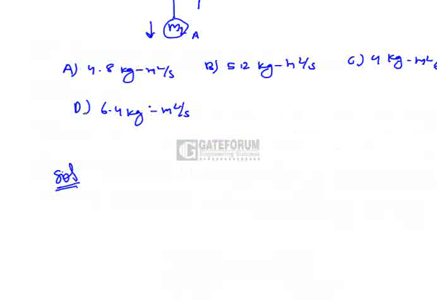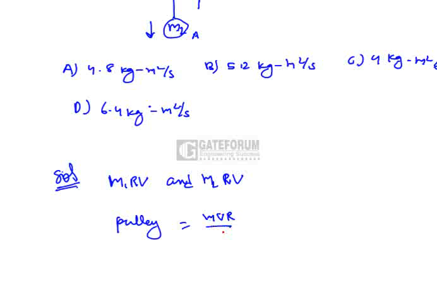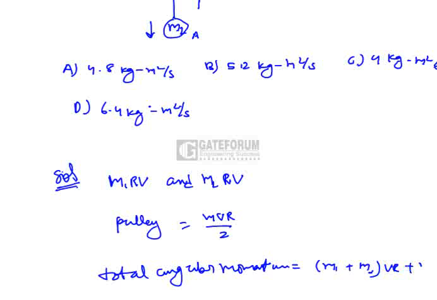At the instant, the sphere and block will have the same velocity obviously, and generally angular momentum is equal to mrv. So for both the sphere and block, the angular momentum is m1 rv and m2 rv, and the angular momentum of pulley A is given by mvr by 2. So the total angular momentum is equal to (m1 plus m2) into vr plus mvr by 2.